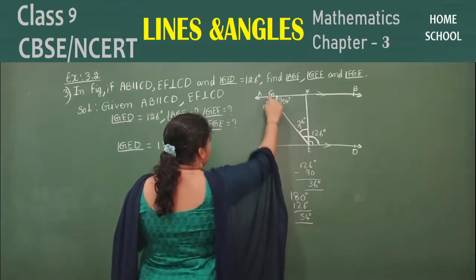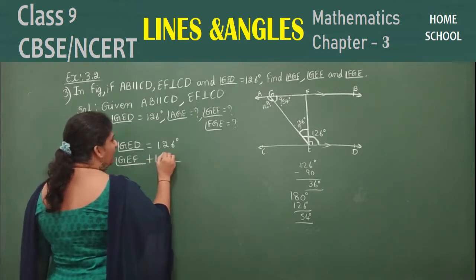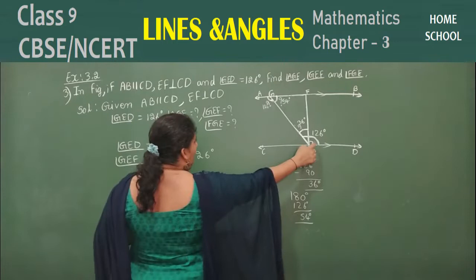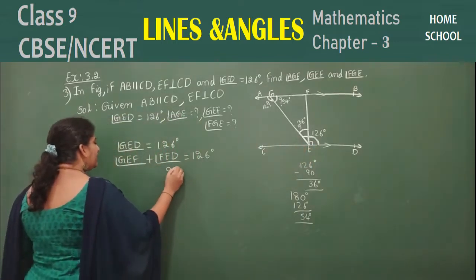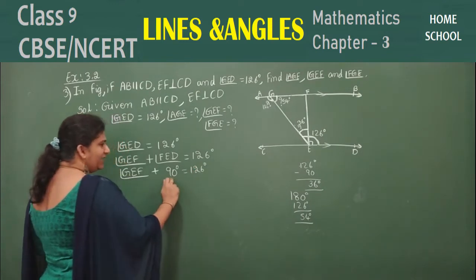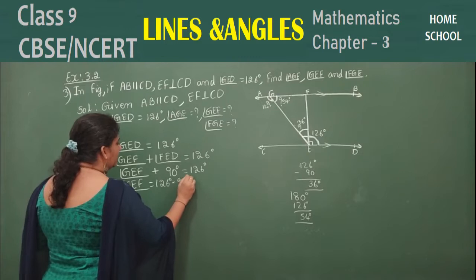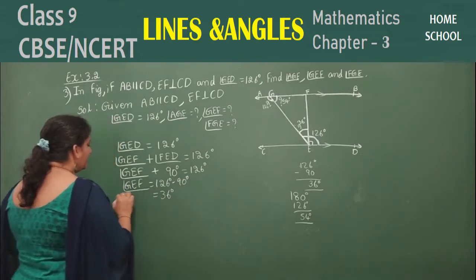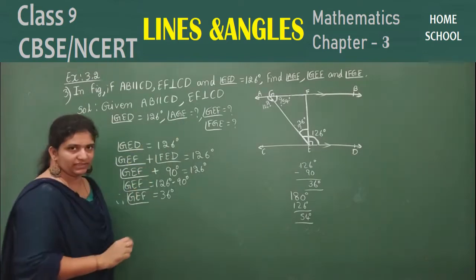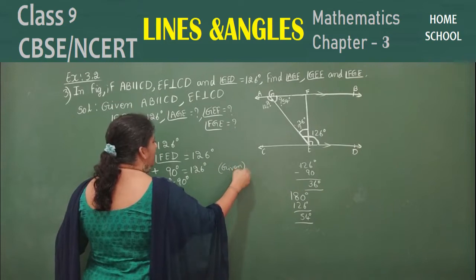GED angle, I can split it as GEF and FED. That is, angle GEF plus angle FED combinedly is equal to 126 degrees. Given EF perpendicular to CD, that makes this angle 90 degrees. Angle GEF plus 90 degrees equal to 126. Plus 90 degrees, on the other side it will be subtracted. 126 minus 90, that makes 36 degrees. Therefore, angle GEF is equal to 36 degrees. Okay, one sub-question is completed. So let me move to the next one here. This 90, if you want, you can write here, given in construction, that is perpendicular.